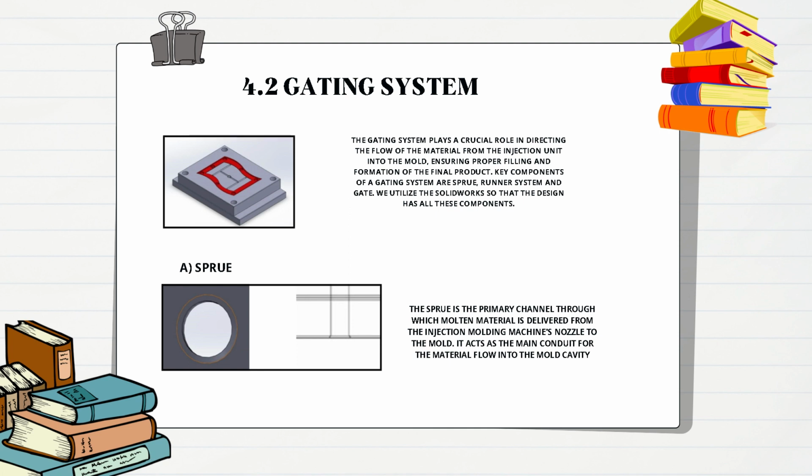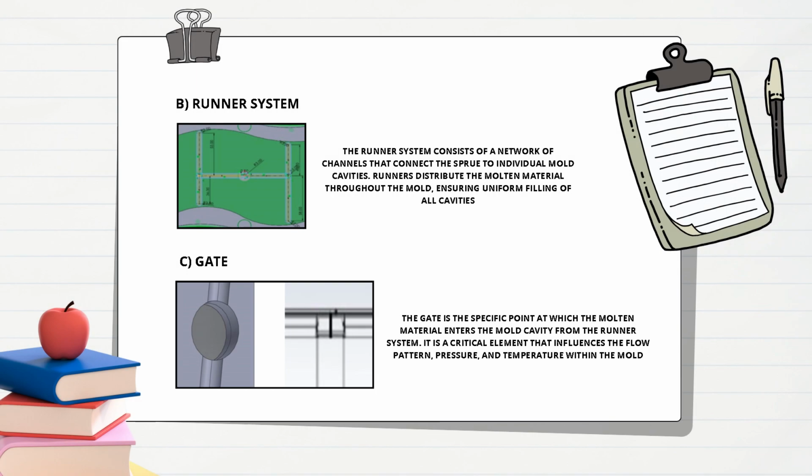For our first key component, I will explain about the sprue. The sprue is the primary channel through which molten material is delivered from the injection molding machine's nozzle to the mold. It acts as the main conduit for the material flow into the mold cavity. The second key component is the runner system. The runner system consists of a network of channels to connect the sprue to individual mold cavities. Runners distribute the molten material throughout the mold, ensuring uniform filling of all cavities.